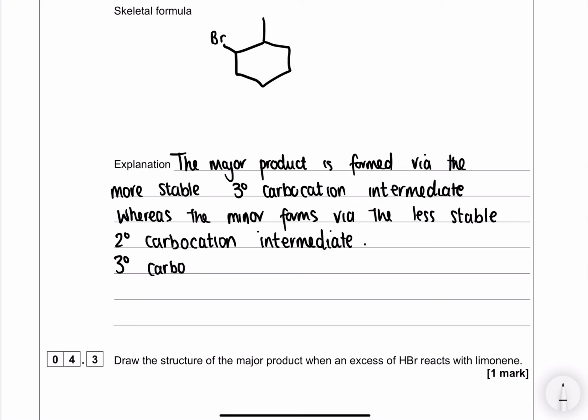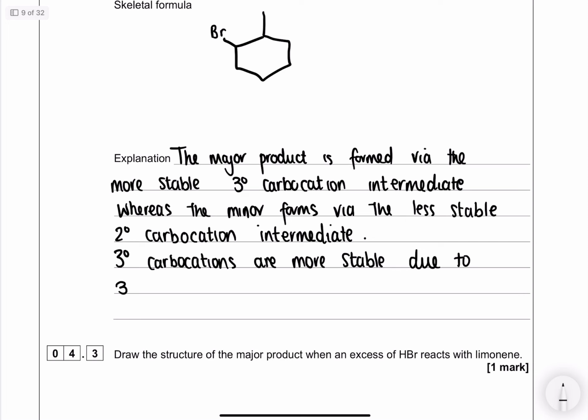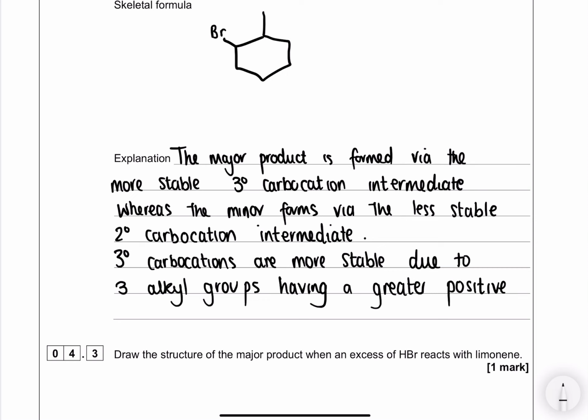Tertiary carbocations are more stable due to 3 alkyl groups having a greater positive inductive effect than 2.